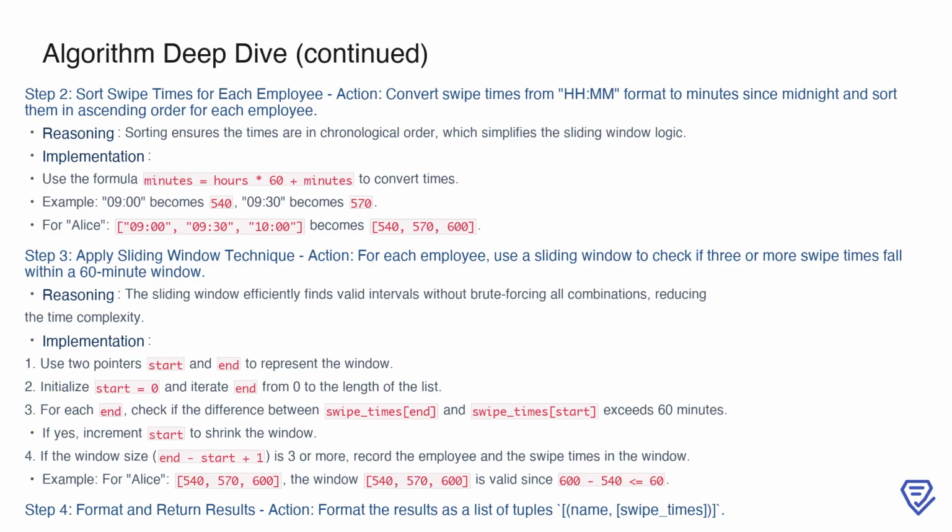Sorting ensures the times are in chronological order, which is essential for applying the sliding window technique in the next step. The sliding window approach will allow us to efficiently identify whether 3 or more swipes fall within a 1-hour period for each employee. Using this sorted format avoids unnecessary complexity when iterating through the times.